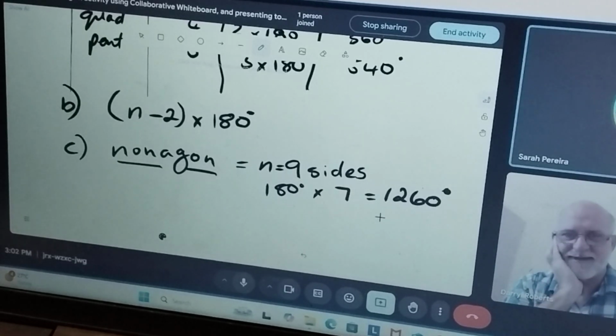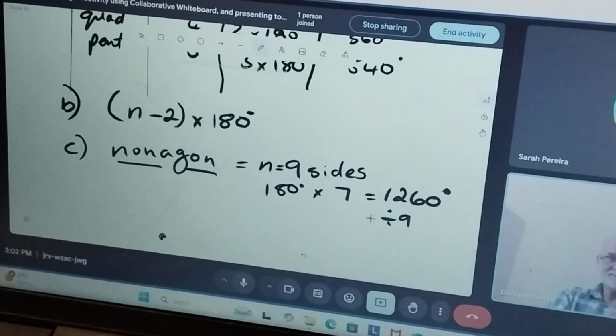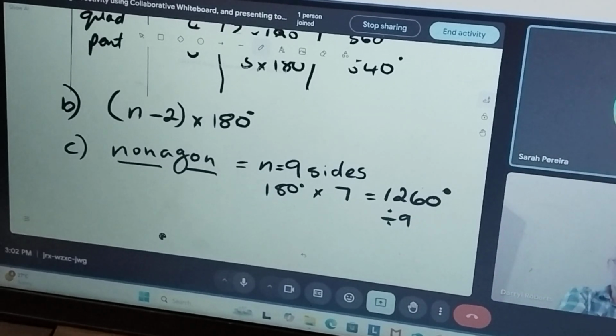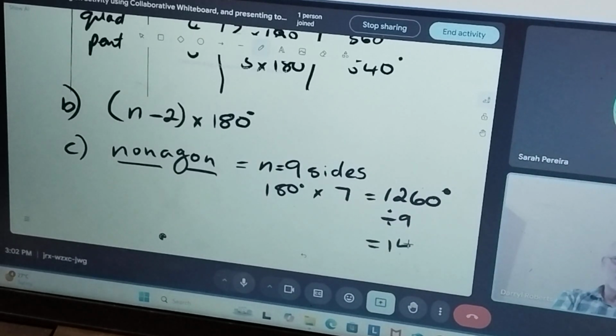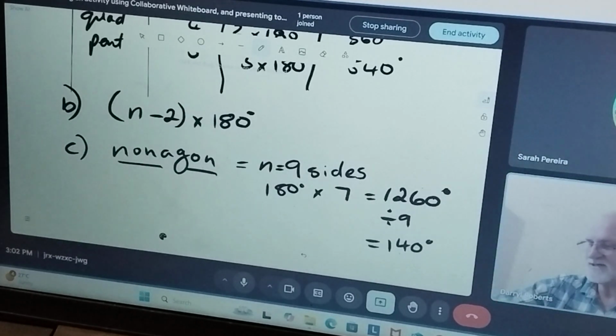Yes, I know. Yeah, so then you divide that by 9, and how much is each angle then? It's 140. Good, 140 is correct. 140 degrees. That's it. This section is easy, isn't it?